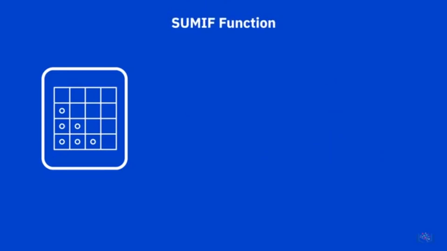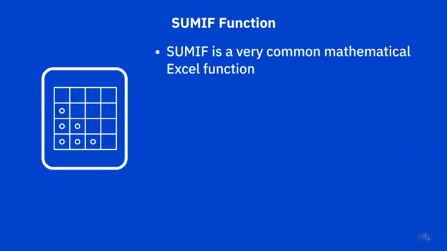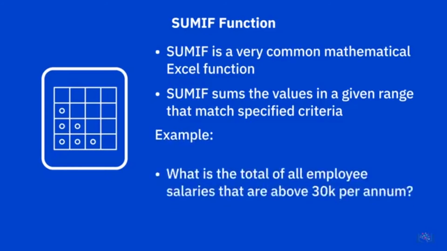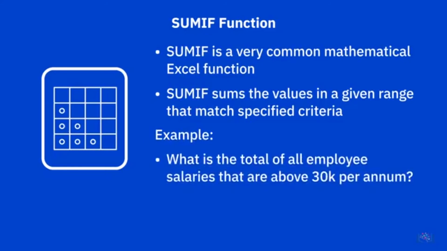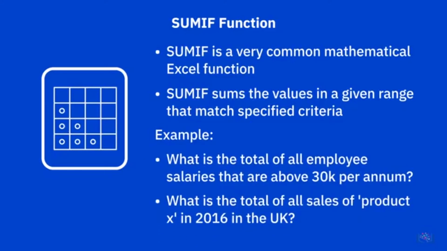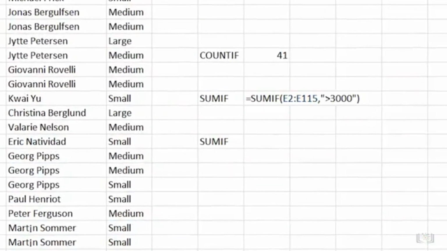Now let's take a look at how to use the SUMIF function, which is a very commonly used mathematical function in Excel. You use the SUMIF function to sum the values within a specified range that meet specified criteria. For example, you might want to add up only the salaries that are over a specified salary level, or you might want to find the total of all sales of a particular product category. We'll enter the formula seen in cell AD10. This formula will add up each of the sales orders that have a total of more than $3,000.